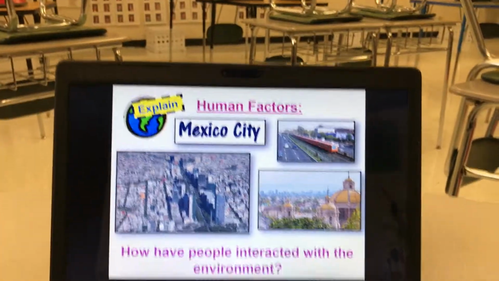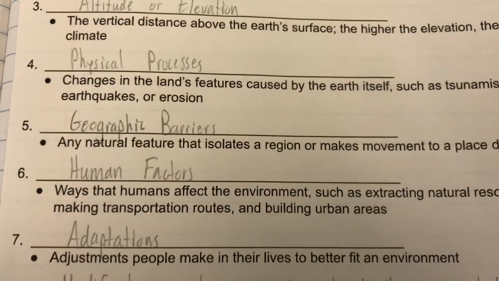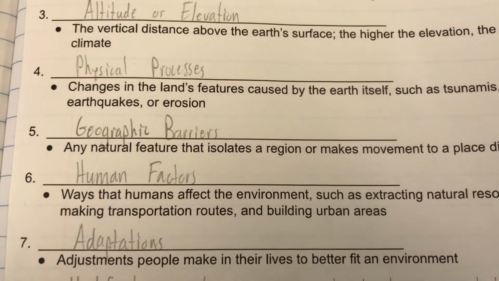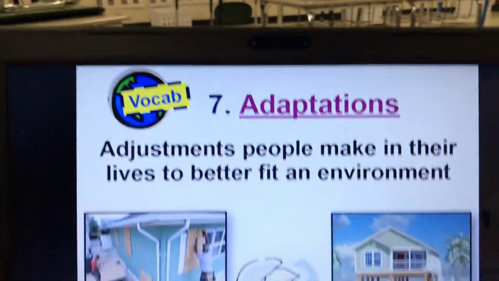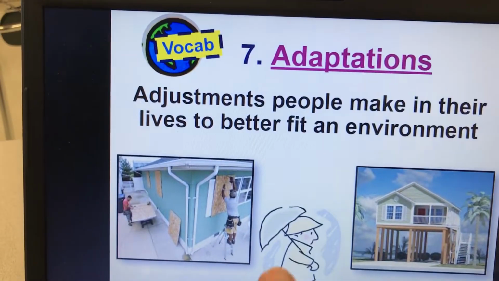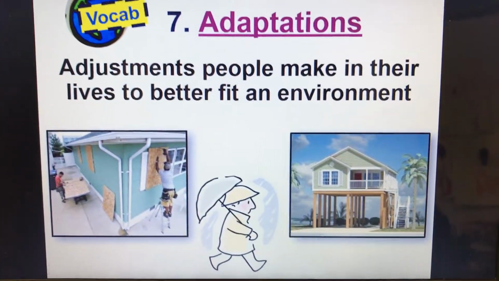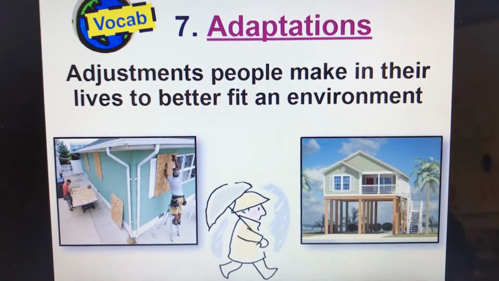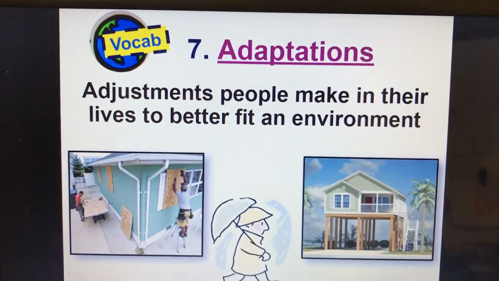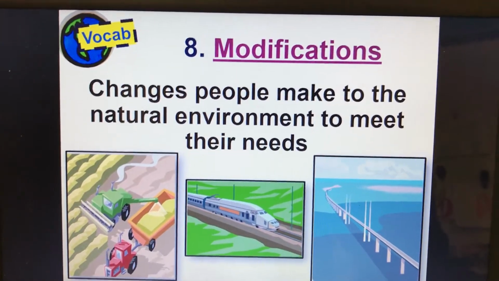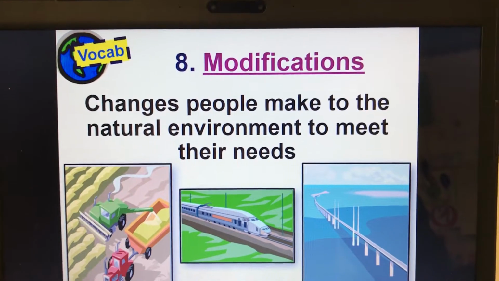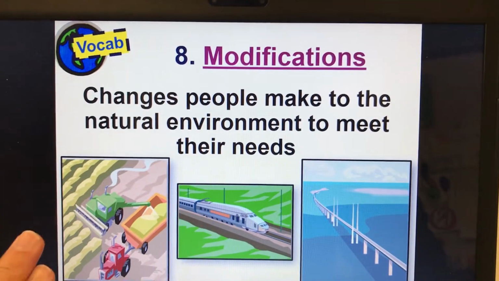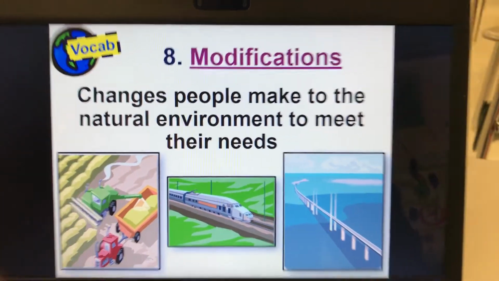So then on our next one here, adaptations, number 7, we're gonna go ahead and write adaptations, adjustments people make in their lives to better fit an environment. So living in Florida, probably boarding up your windows, living near the coast, putting your house on stilts, wearing an umbrella, those sorts of things are ways that we adapt. And last but not least, modifications, changes people make to a natural environment to meet their needs, like farming, building transportation routes, bridges, those sorts of things.